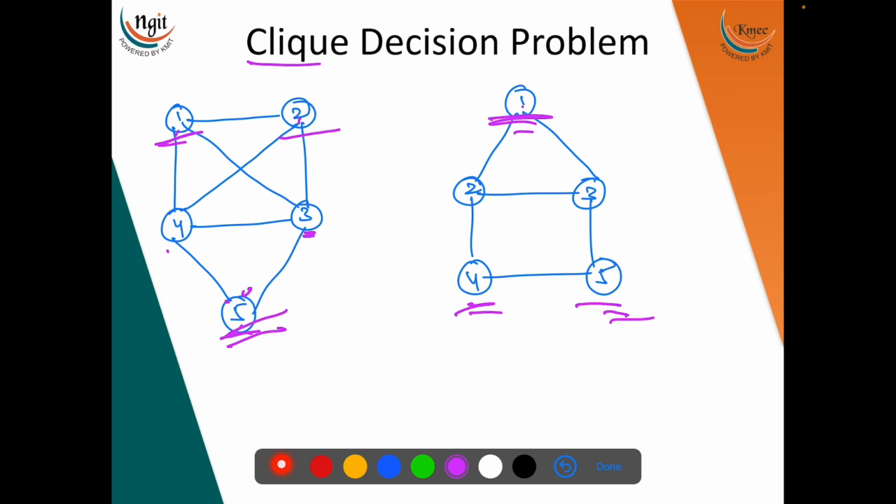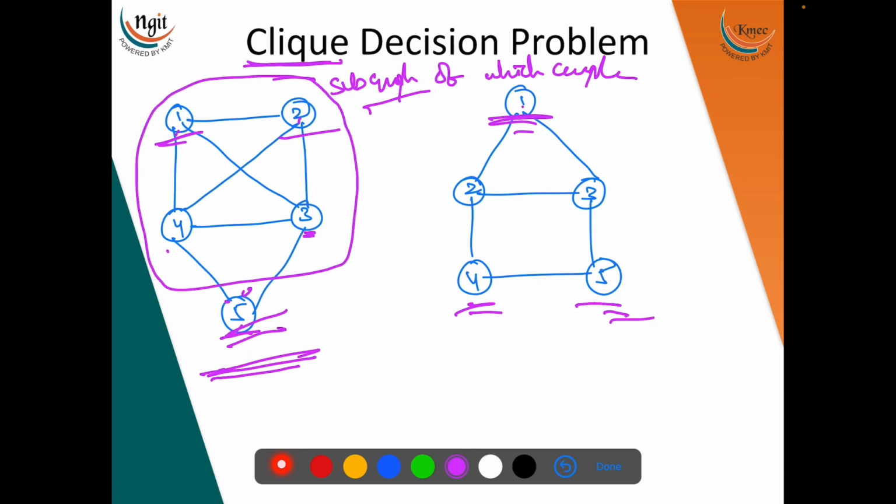So basically, what is a clique? A clique is a subgraph of a graph which is a complete graph. How can I say it is a subgraph? When you consider a graph, if you find a complete graph inside it, that is a subgraph. So a clique should be a subgraph of a graph which is a complete graph. So this is a complete graph.